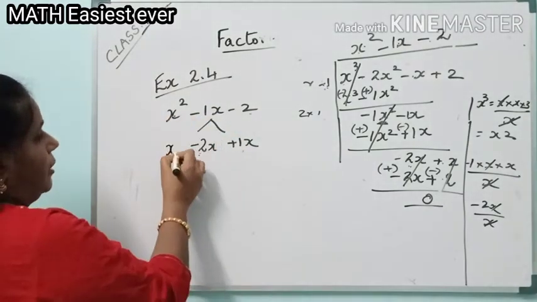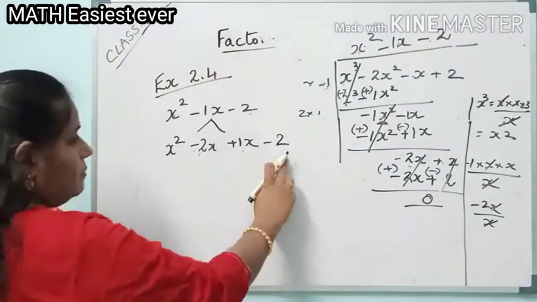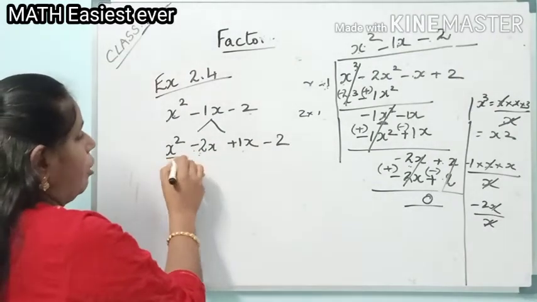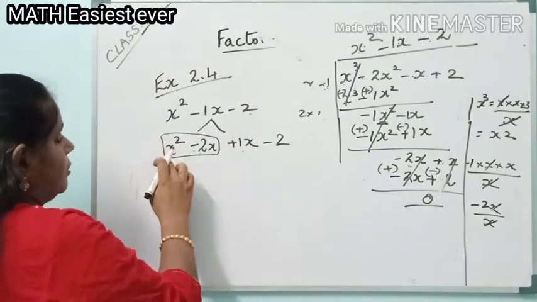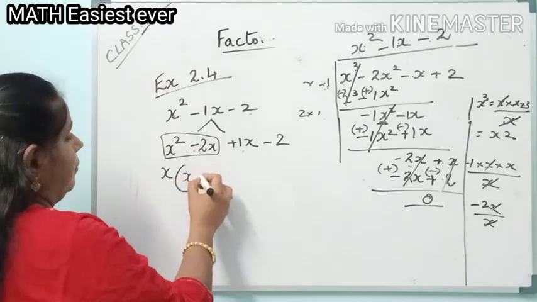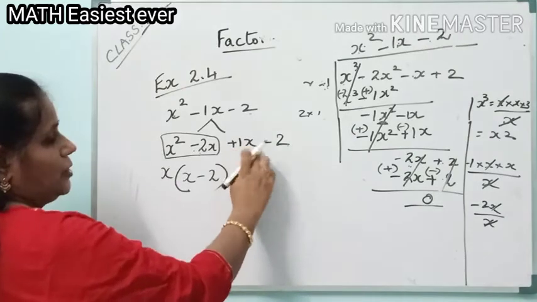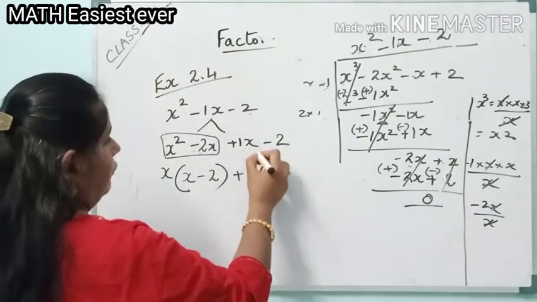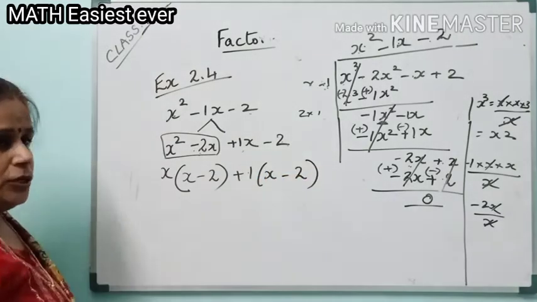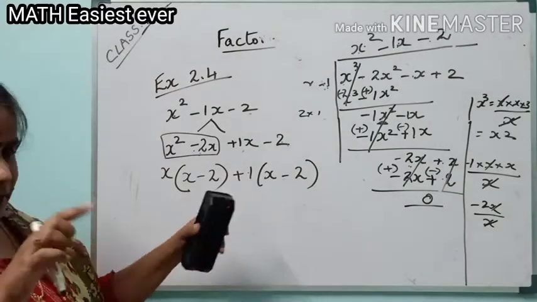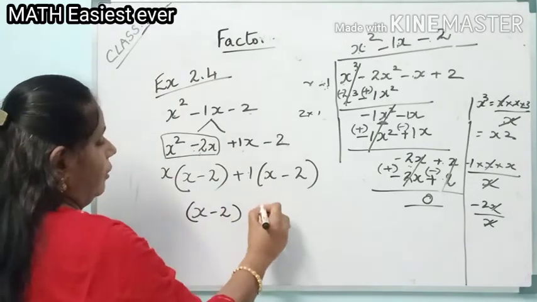The remaining terms you have to write like this, x square minus 2. Okay, after getting this, you have to take out the common factor. From x square and minus 2x, which is common? x is common. So x square divided by x is x, minus 2x divided by x is minus 2. From these two, take 1 as common because these two have only 1 as their common factor. x divided by 1 is x, minus 2 divided by 1 is minus 2. So you have got the same terms inside the bracket, x minus 2 and x minus 2. So take that x minus 2 as common outside and you have x plus 1.